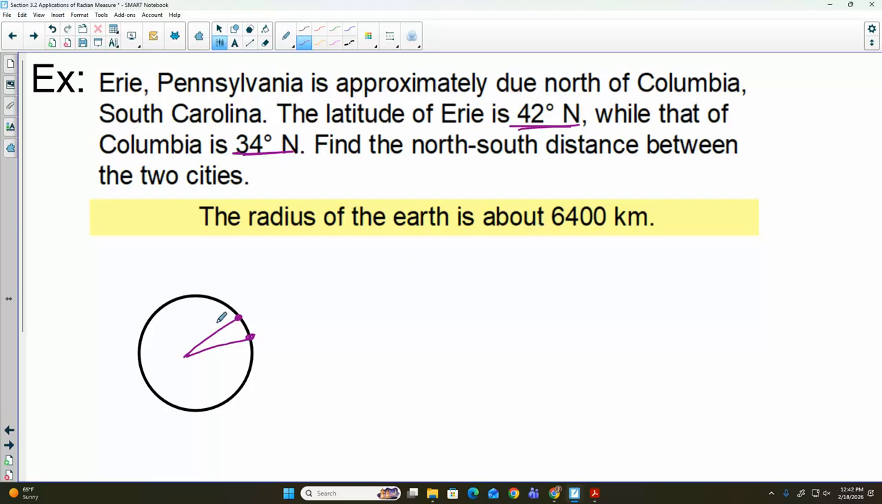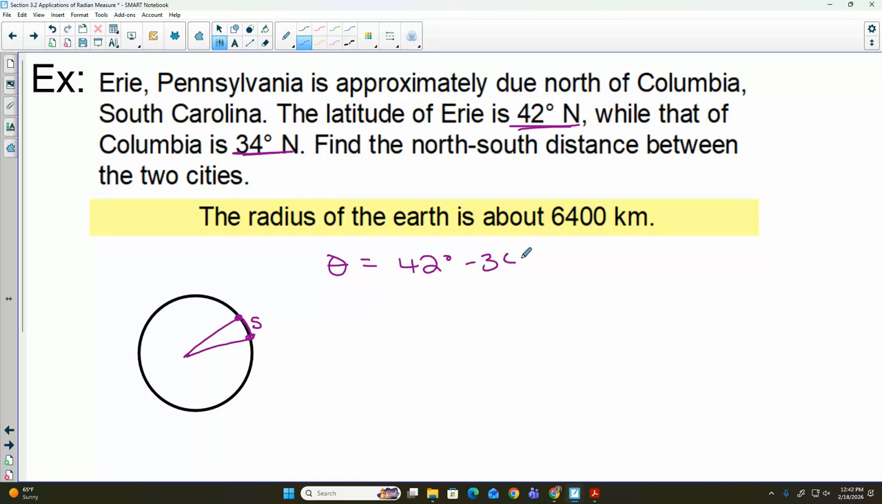I gave you two different angles. I can use that to find my arc length. This is what I'm looking for, the distance between the cities. That's what I want to find. But I gave you the information to find the angle between them. Okay, if I gave you two latitudes, we can subtract those.